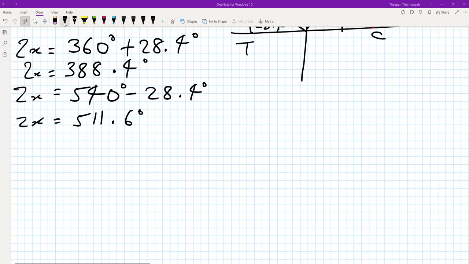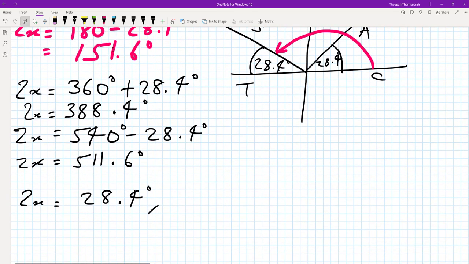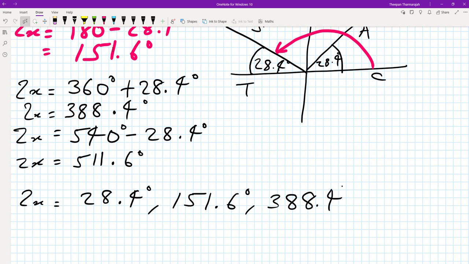So now what we're going to do is write out all the solutions for 2x. So we get 28.4 degrees, now we've got 151.6 degrees, 388.4 degrees, and 511.6 degrees. So we now divide everything by 2.